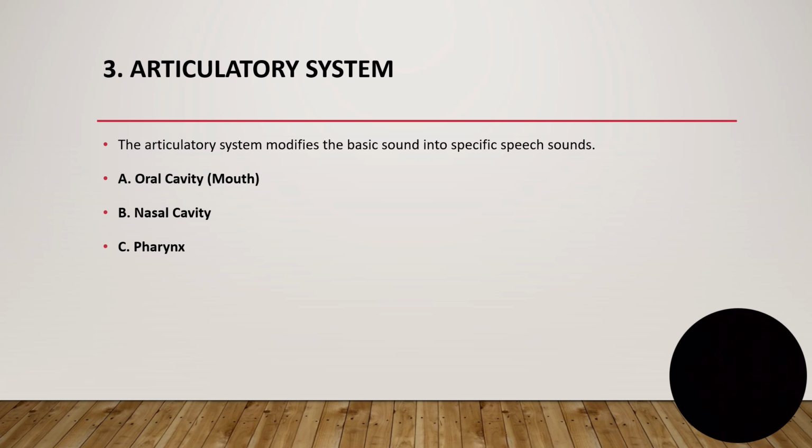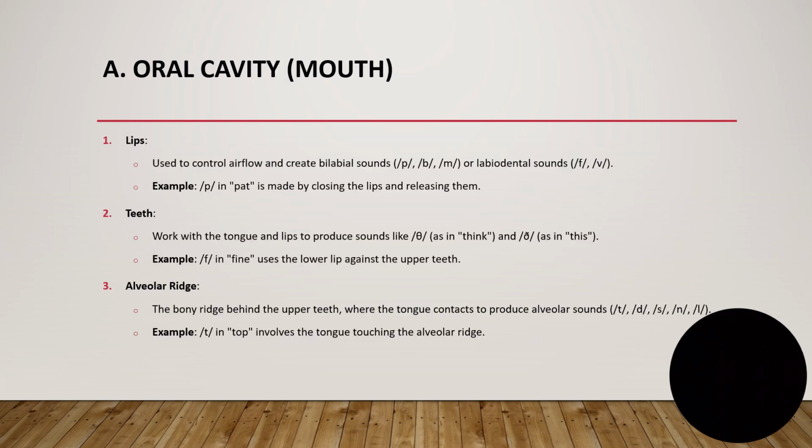We have the articulatory system. The articulatory system modifies the basic sound into specific speech sounds. A. Oral cavity, B. Nasal cavity, and C. The pharynx. The oral cavity, which means the mouth basically. The oral cavity is divided into the following.